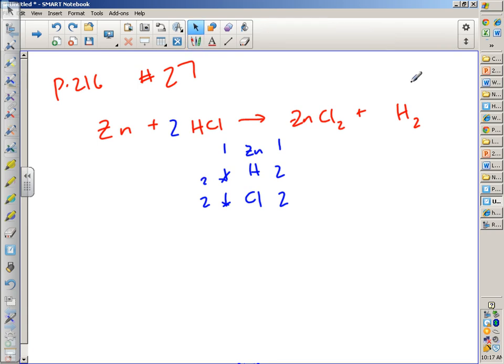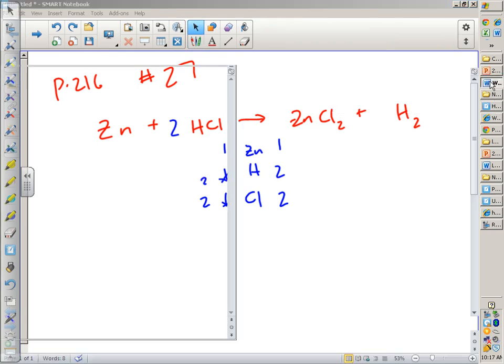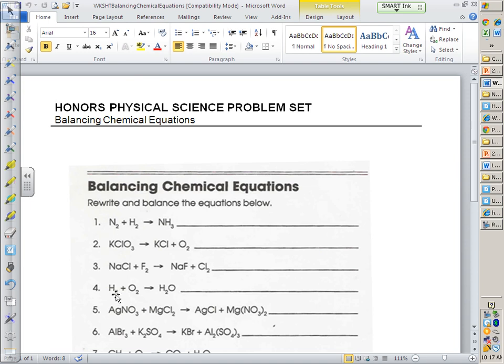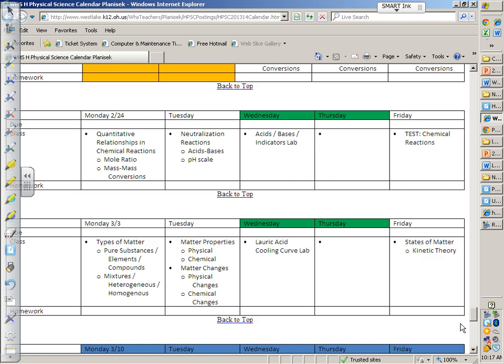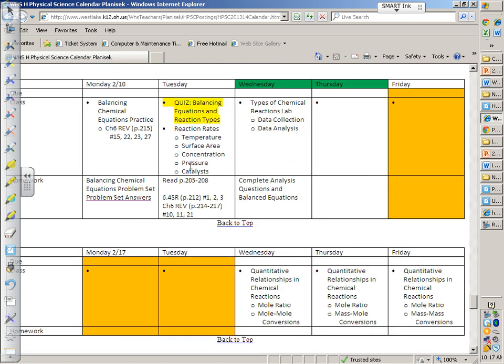All right. For homework tonight, I gave you this sheet when you walked in. It says balancing chemical equations. If you go to the calendar, you will see that on Monday's date, your homework, the balancing chemical equations problem set, and then there is a link that says problem set answers. If you click it, guess what you'll find? The answers, all right?